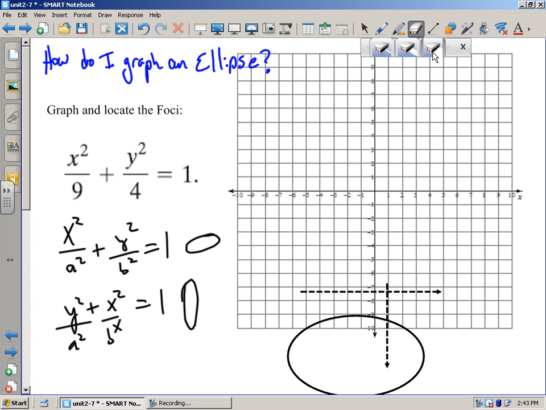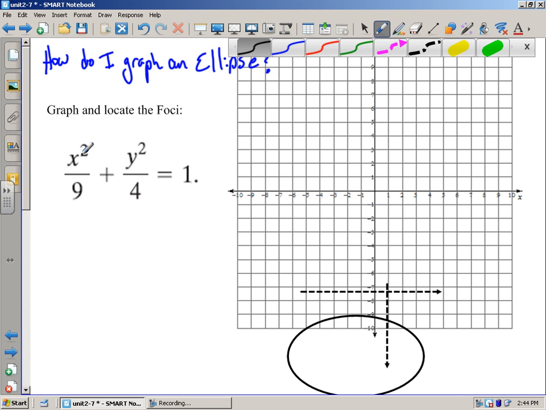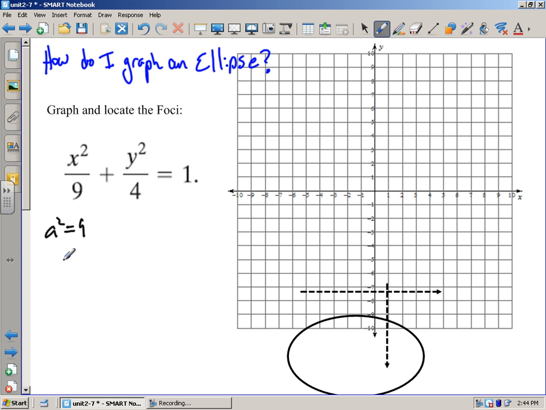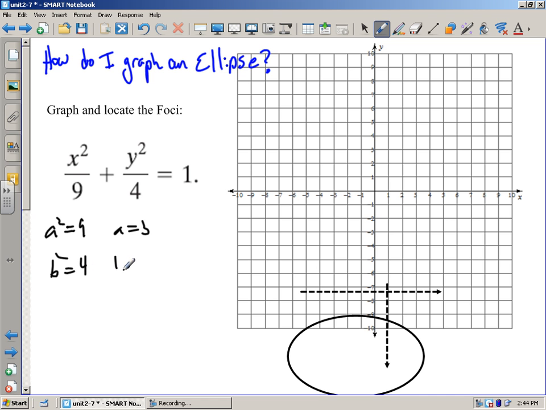Alright, so let's look at this. I've got my equation, x squared over 9 plus y squared over 4 equals 1. So my bigger number, 9, is a squared. A squared is always the bigger number. So a squared is 9. B squared is 4. If a squared is 9, then a is going to equal 3. And if b squared is 4, then b is going to equal 2. So I've got what a is, I've got what b is.